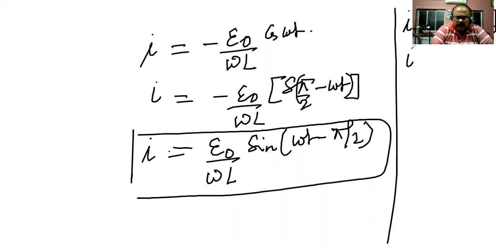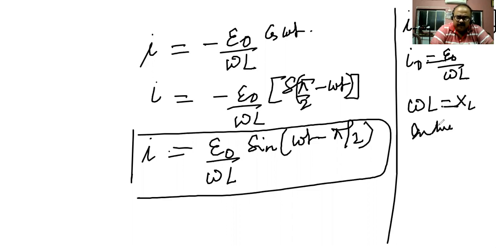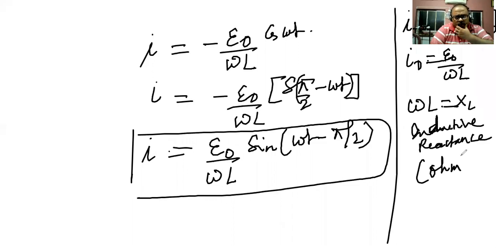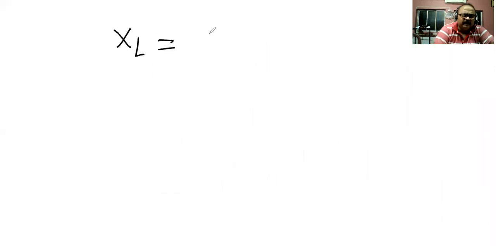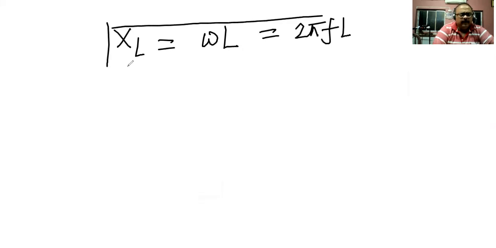Here I naught is equal to E naught by omega L, and this omega L is also known as XL, that is called inductive reactance. This is a very important term, inductive reactance, and it has the unit ohm. So XL, the inductive reactance, is equal to omega L, that is equal to 2 pi F L. A very interesting concept we have got over here.